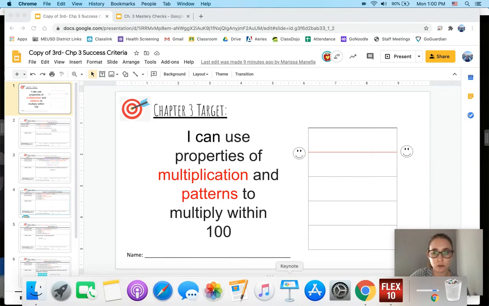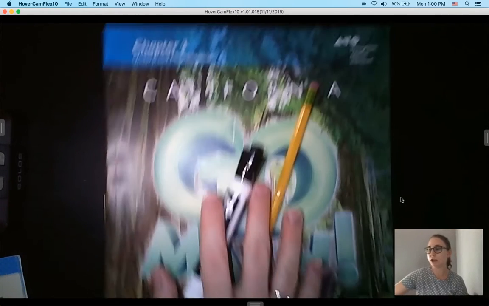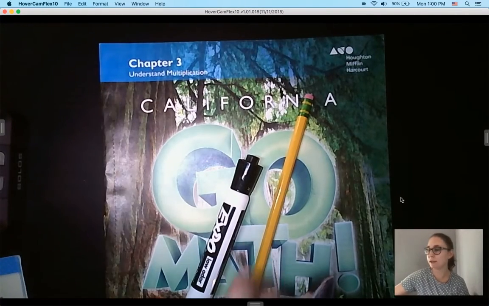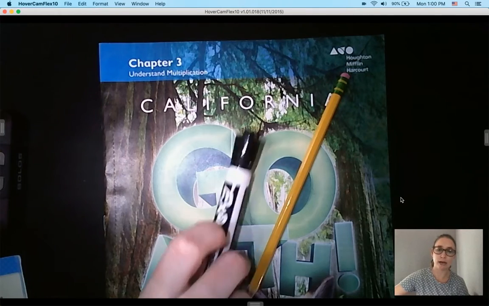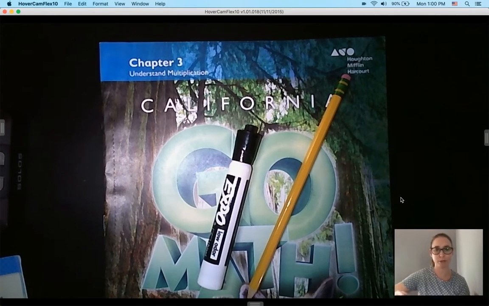Okay, and I'm going to show you the supplies that you're going to need. So you're going to need your chapter 3, Understand Multiplication, Go Math booklet, a pencil, and an expo marker if you're going to be using a whiteboard at any time during our lesson. So I'll pause this if you need a moment to go get those things and then press play when you're ready to start.